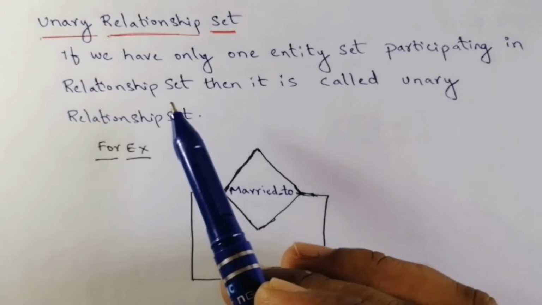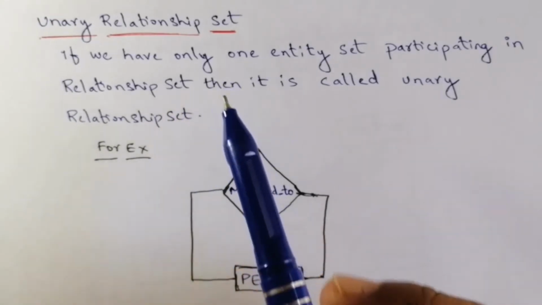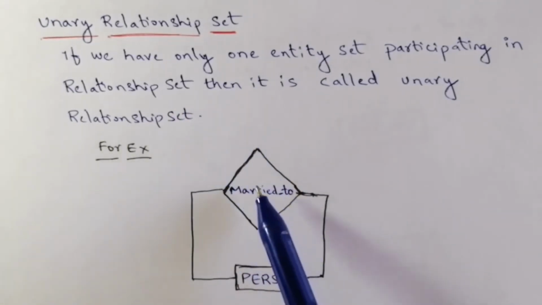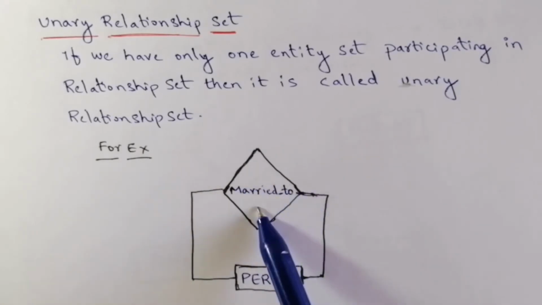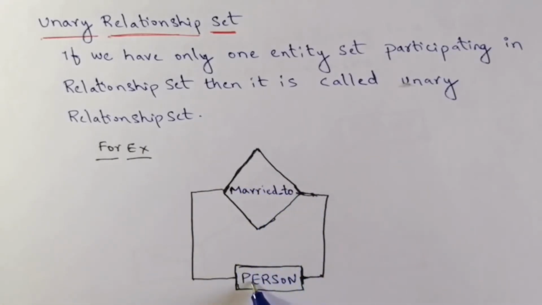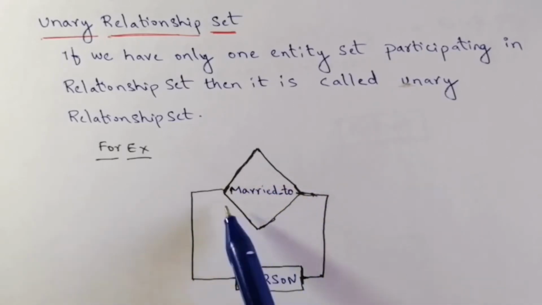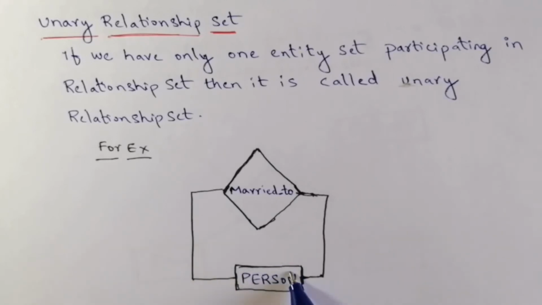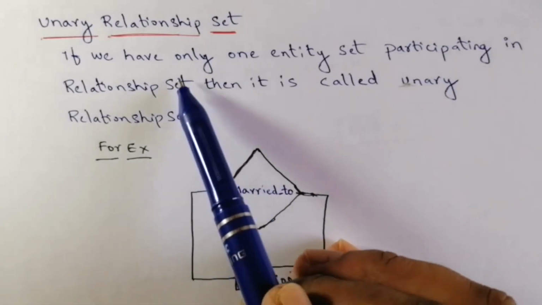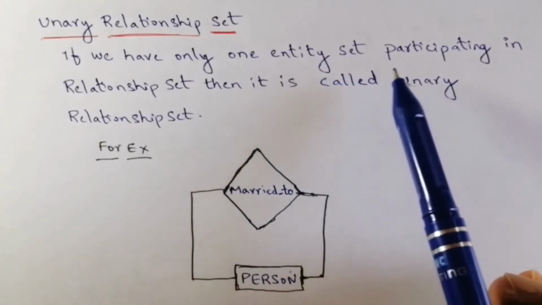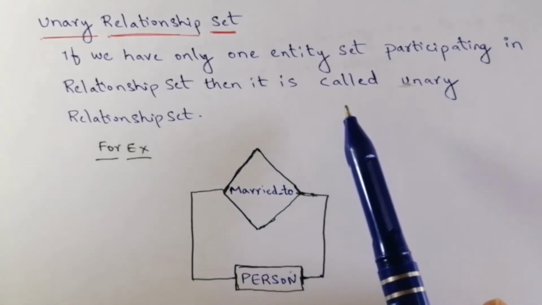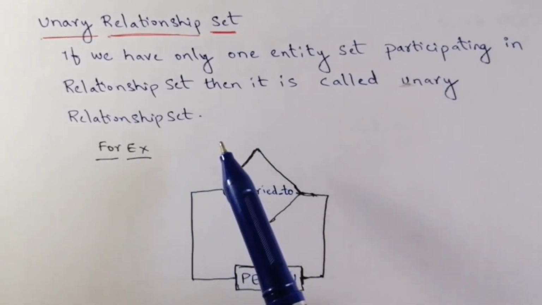Now it is about the unary relationship set. As we already studied, for a relationship, the number of entities participating determines the degree of the relationship. So this is our relationship. For this relationship, how many entities are participating? Only one, that is unary. If we have only one entity set participating in a relationship set, then it is called a unary relationship set.